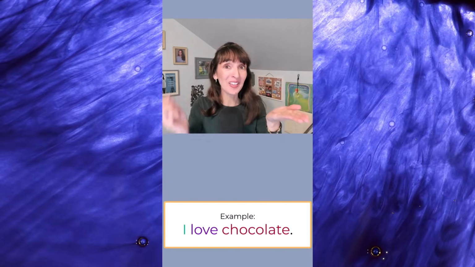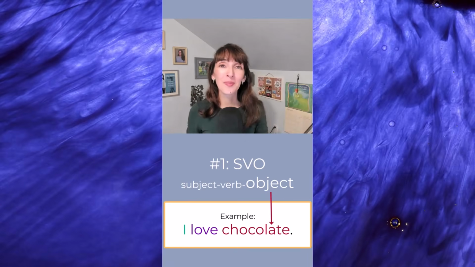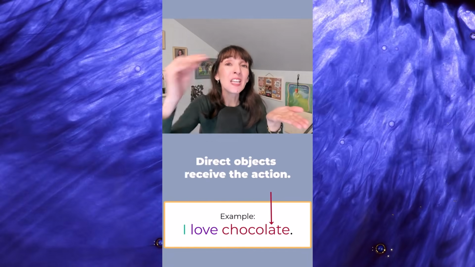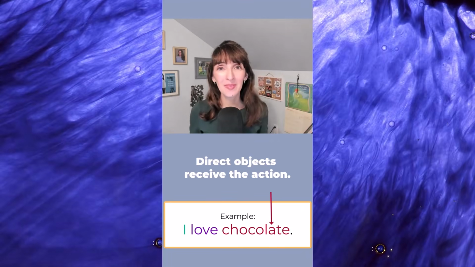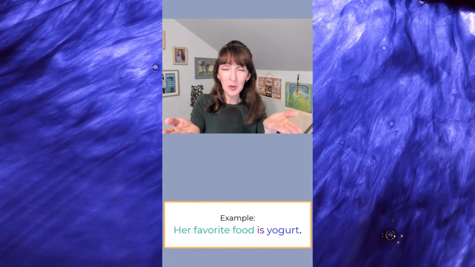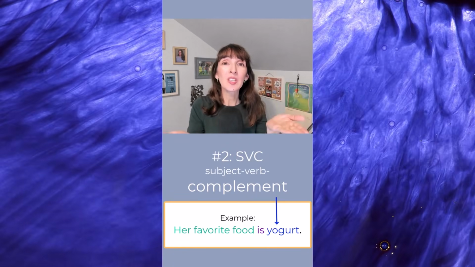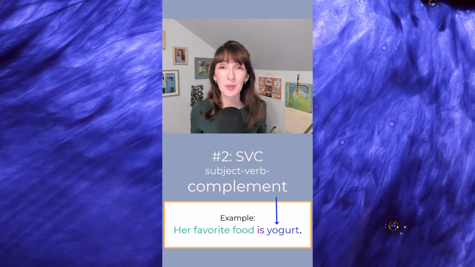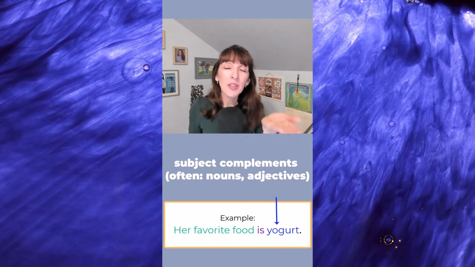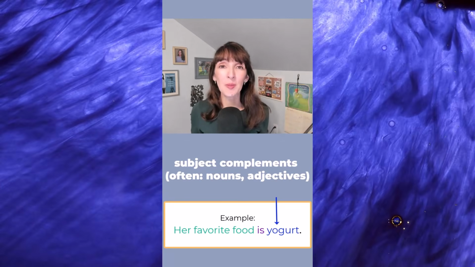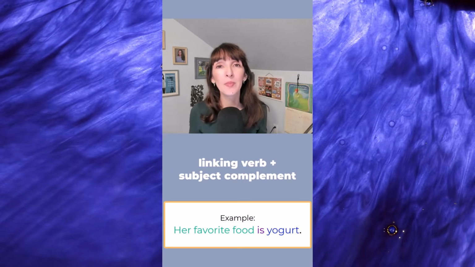I love chocolate. Chocolate is the object of the verb love. Direct objects receive the action. What do I love? Chocolate. Her favorite food is yogurt. Yogurt is the subject complement. It's equal to the subject, her favorite food. Subject complements redefine the subject, and they're often nouns or adjectives. They always follow linking verbs like be or become.